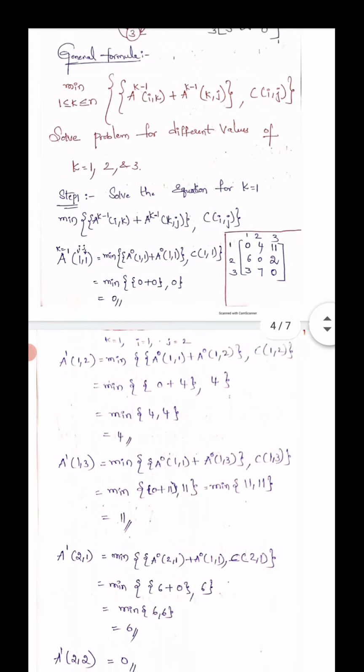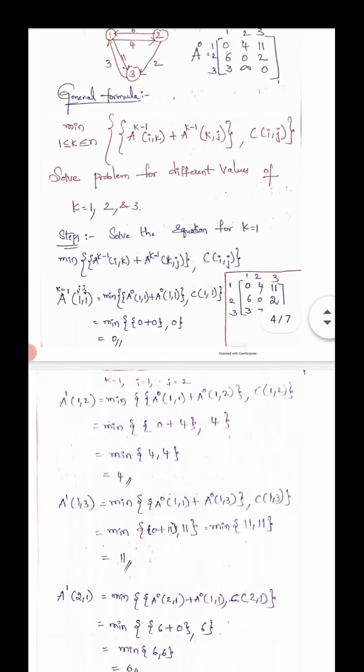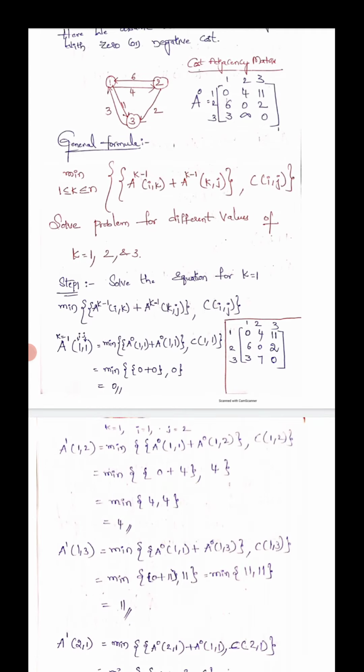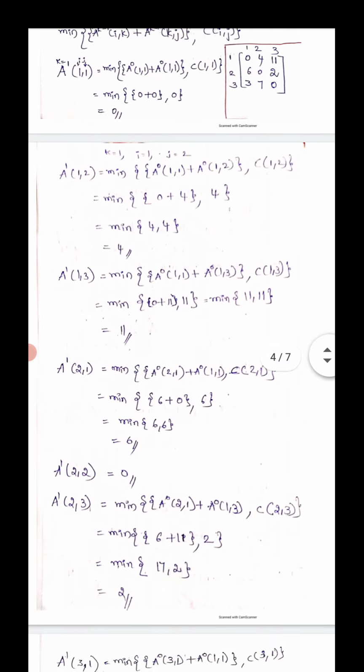Now if we look at the cost adjacency matrix here, A0 of 2,1 is 6, plus A0 of 1,1 is 0, comma c of 2,1, in the sense the direction from 2 to 1, will be 6. Now the minimum value of 6,6 is 6. Likewise, A1 of 2,2 will be 0.